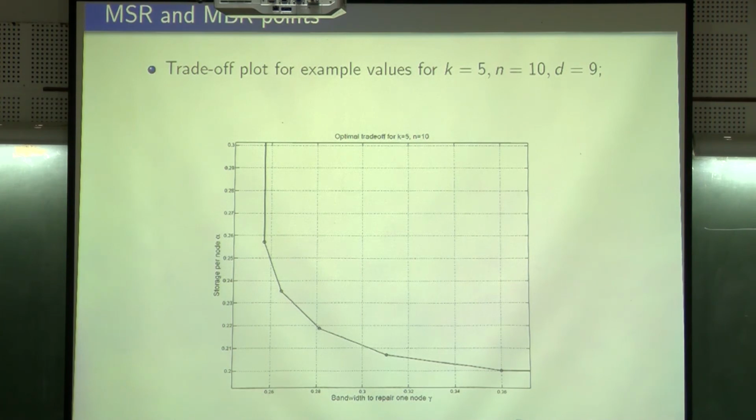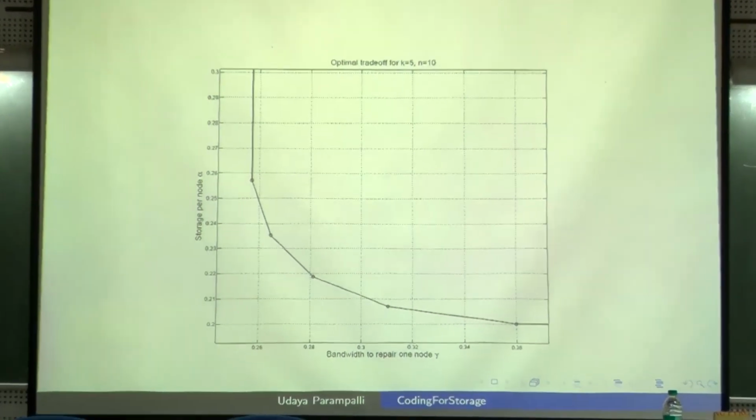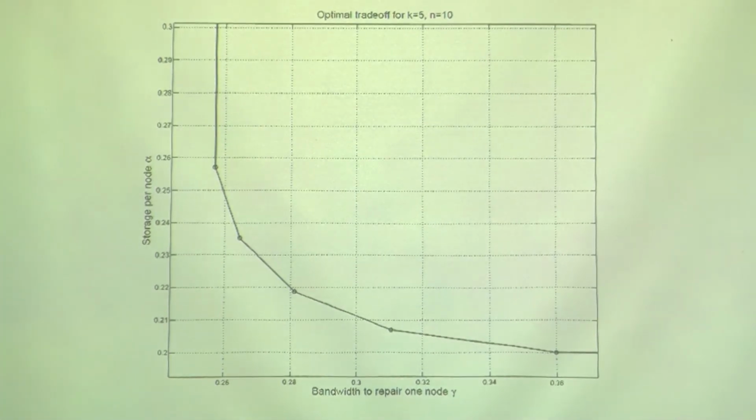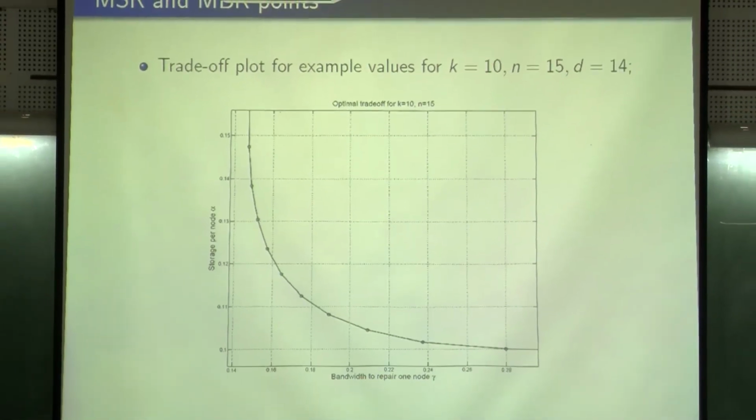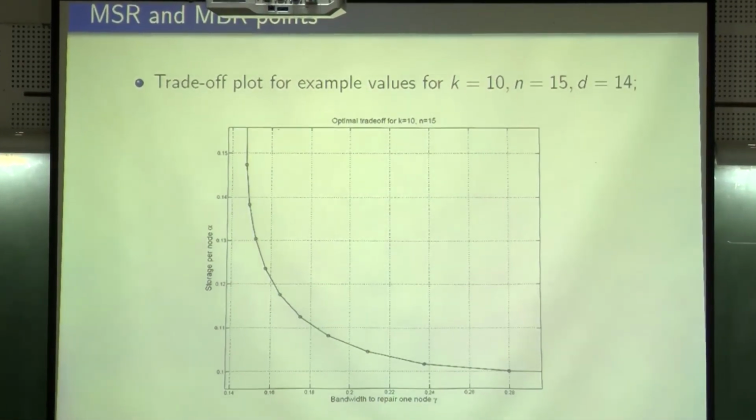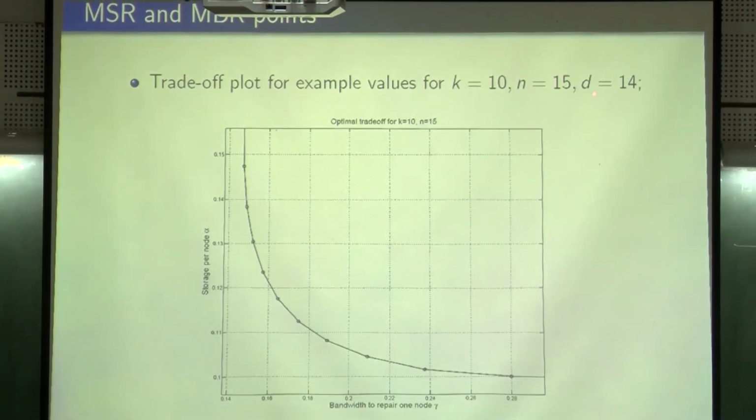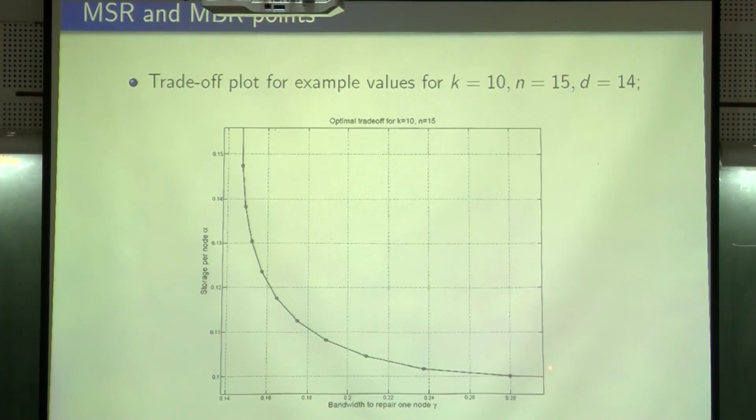So what is alpha here? n equal to 10, k equal to 5. Taking b to be 1, you get about 0.2 there. Another example is given for values with n equal to 10 and d equal to 14. This is about 0.1 because k is 10 in this case.